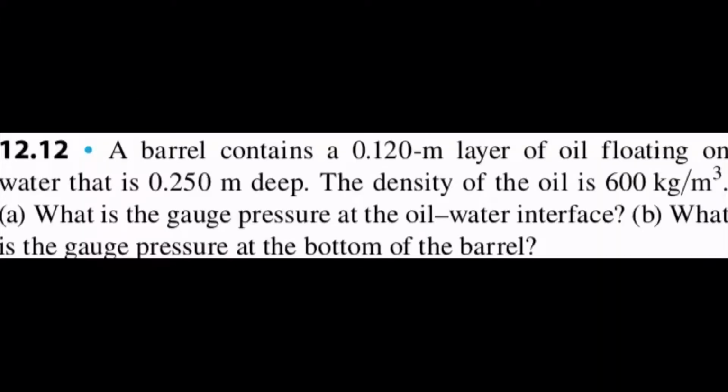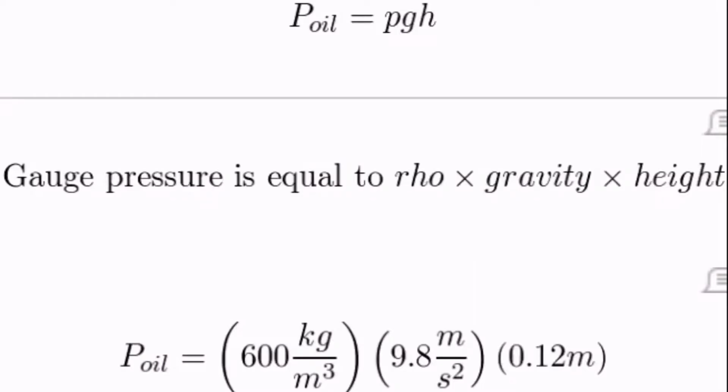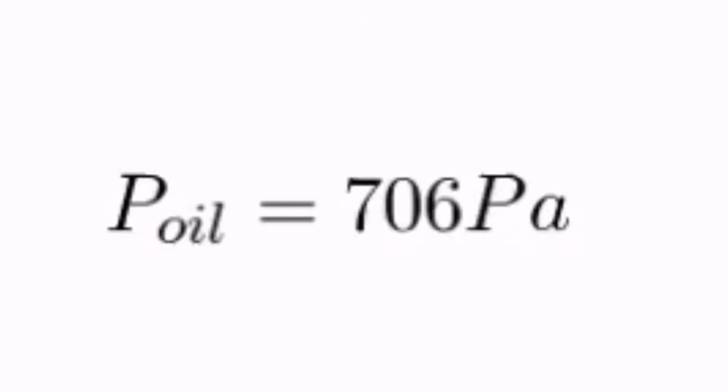Now, for our second question, we have a barrel that contains a 0.120 meter layer of oil floating on water that is 0.25 meter deep. We are asked to find the gauge pressure at the oil-water interface and the gauge pressure at the bottom of the barrel. For part A, we can solve this by using the formula gauge pressure of oil is equal to the density of oil times the gravity 9.8 meters per second squared times the height, which is 0.12 meter. Plugging in our values, we would arrive at the answer of 706 Pascal.